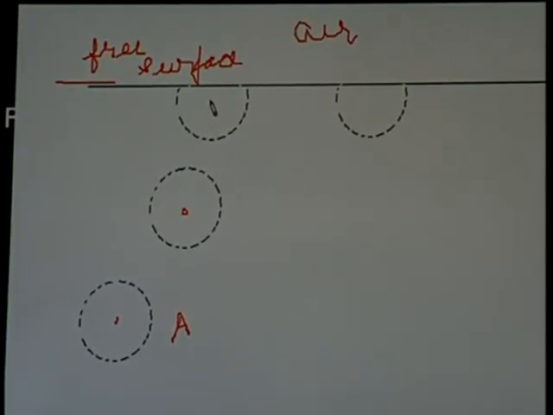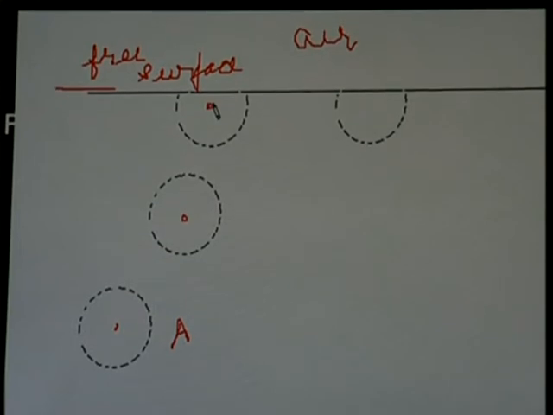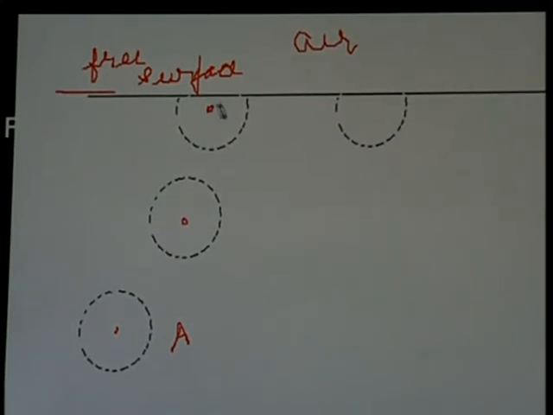But look at this C molecule, which is very close to the surface or at the top of the surface. At the top of the surface, this molecule's bottom side is surrounded by the molecules of water and the top side is surrounded by the molecules of air. So if cohesive force and adhesive force are different, then this top molecule will be subjected to some net unbalanced force. Because of this net unbalanced force, the surface will remain in tension.